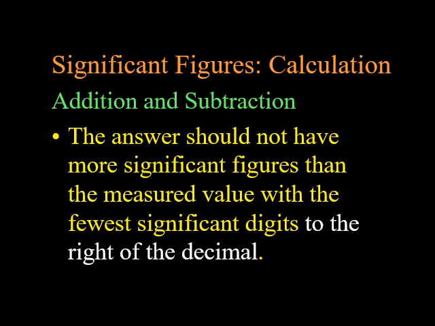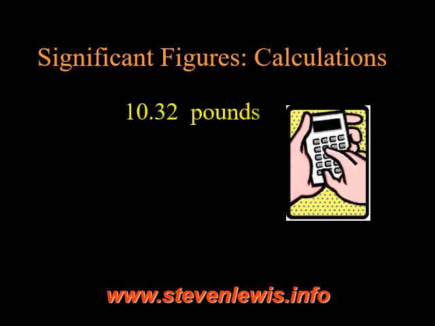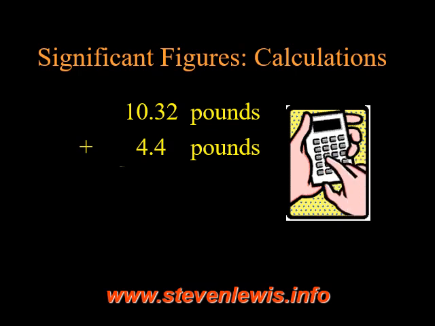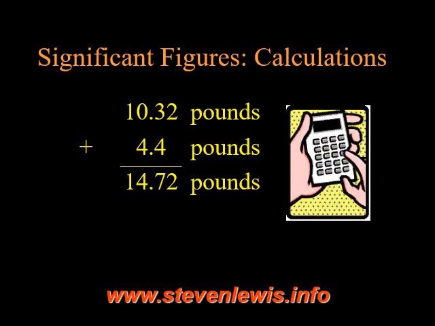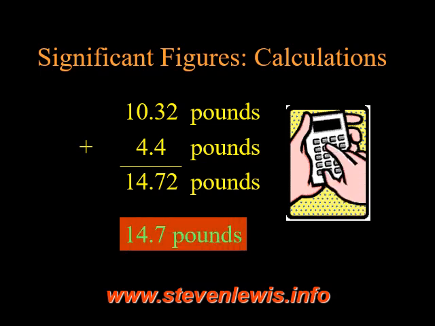Let's look at an example. Suppose we have 10.32 pounds of sugar, and somebody brings us 4.4 pounds of sugar to add to our 10.32 pounds of sugar. We add these numbers together and get 14.72 pounds of sugar. What should we report as our new quantity of sugar? 14.72 pounds? No, we should report 14.7 pounds.